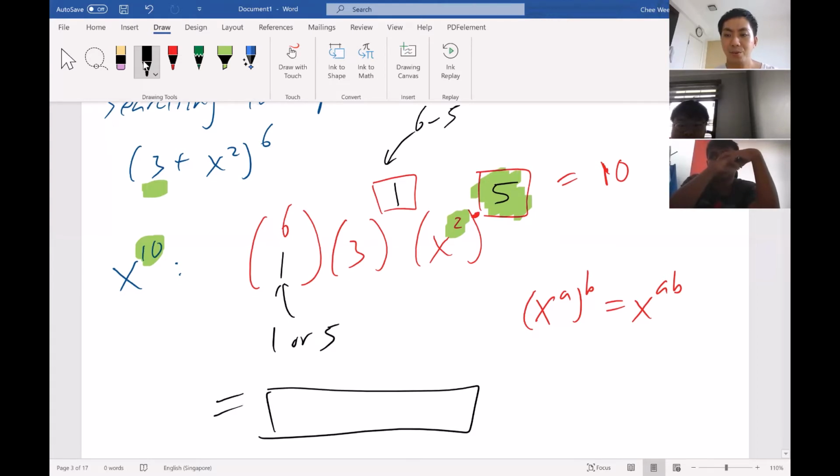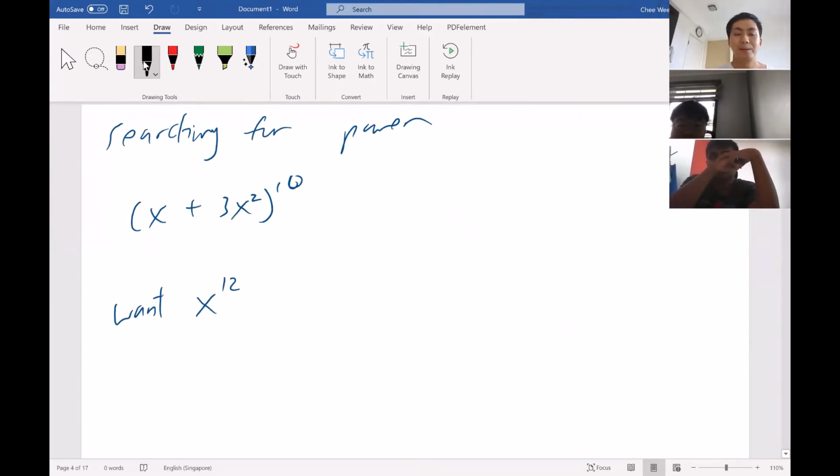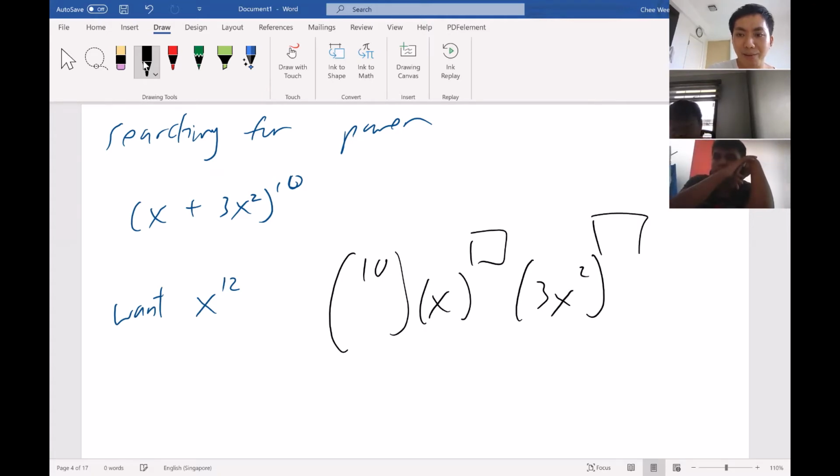Okay. So one more step is when there's x on both sides. So in this case, I want to have power 12. So you know that I need to have 10 to the power of something, x to the power of something, and 3x squared to the power of something. So this kind of thing, like I said last time, there's a lot of mental trial and error that you need to come up with, when you cannot come up with a mental trial and error right away.